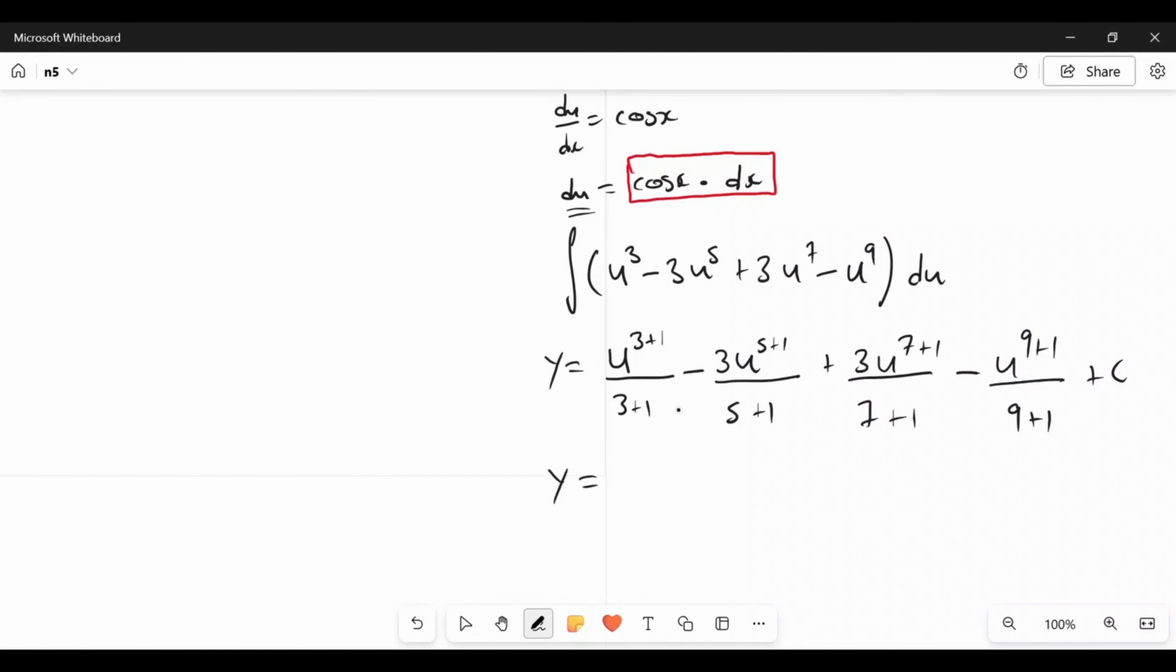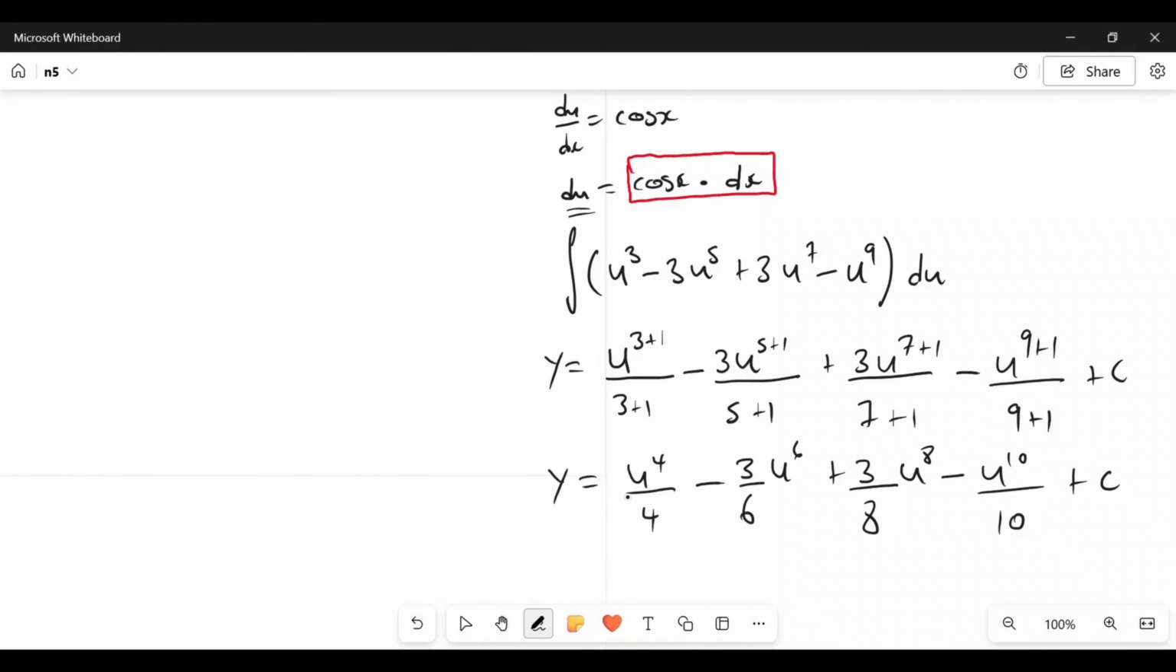So if we continue here, we're going to have u⁴ divided by 4. And then minus, we're going to have 3 over, what is 5 plus 1? This is going to give us 6. And then we have u⁶. There we go. Plus, we have 3 divided by 7 plus 1, that is going to give us 8, and we have u⁸ there. Then we have minus u¹⁰ divided by 10, plus c.